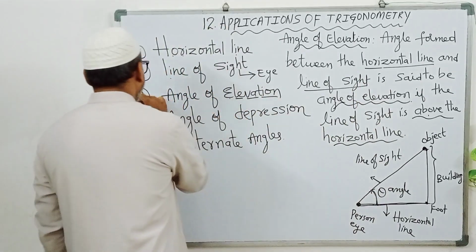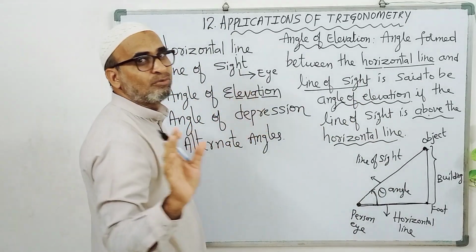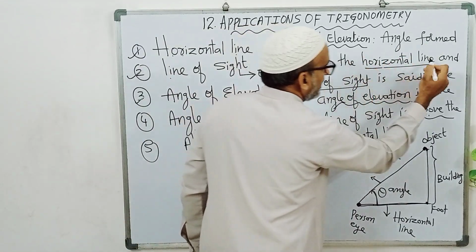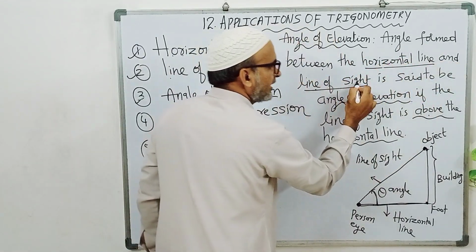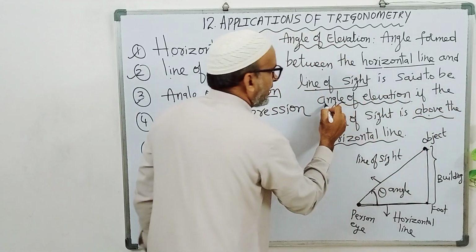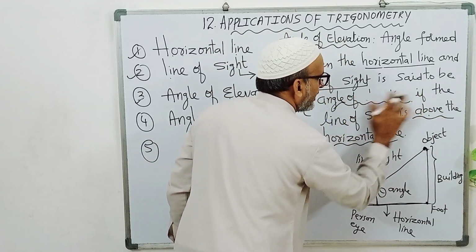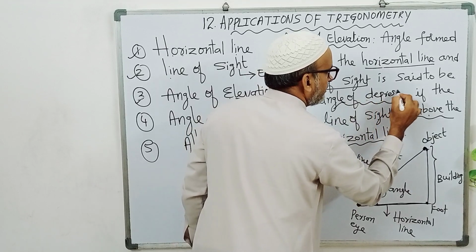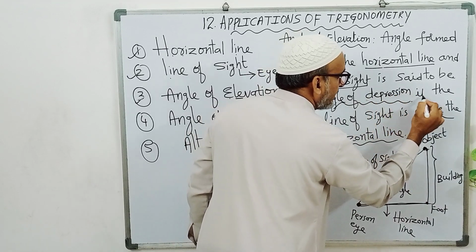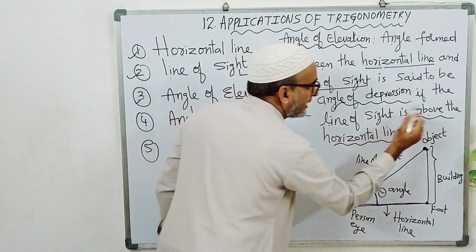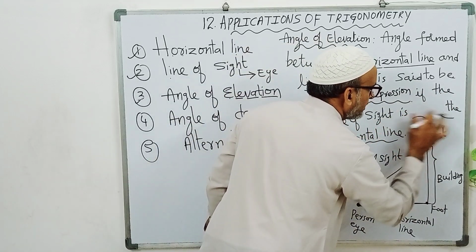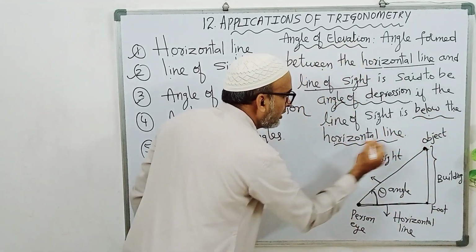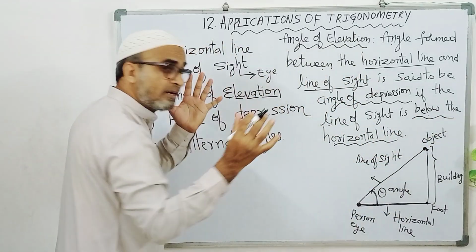Next is the angle of depression. The angle formed between the horizontal line and the line of sight is said to be the angle of depression when the line of sight is simply below the horizontal line. Take a house or a diagram.